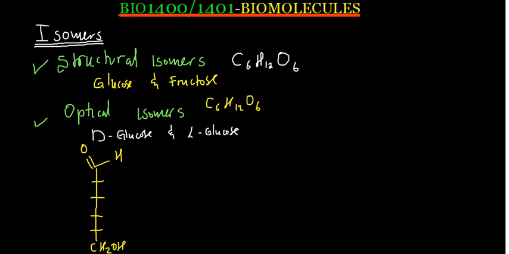I'm going to write this again. A double bond with oxygen and then a hydrogen. At the end, I've got CH2OH. And then I've already used 1 carbon, 2 carbons, so I'm remaining with 4 carbons. So 1, 2, 3, 4. Now for glucose, at the first carbon here, this is where the functional group is.